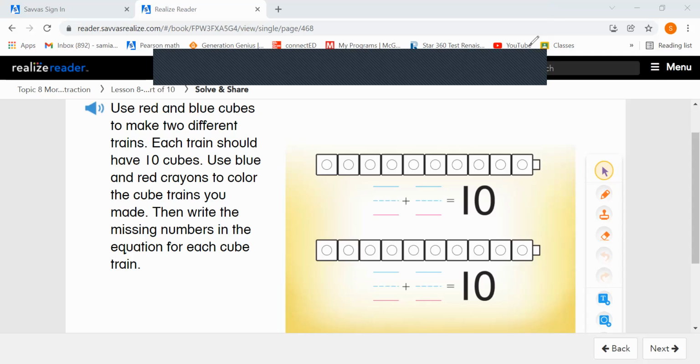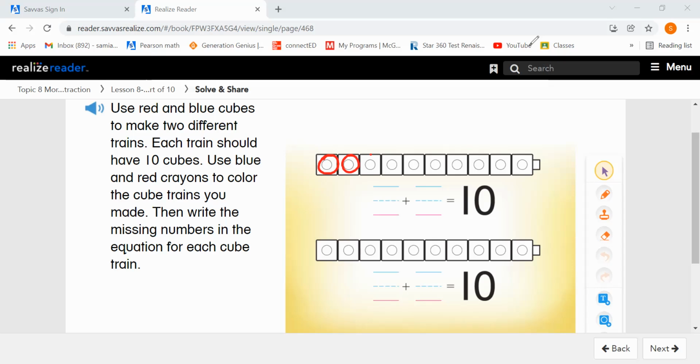So I'm going to use red first. I'm going to say 1, 2, 3, 4, 5, 6. I'm going to say 6 of my cubes are red. And now I'm going to get blue. And I'm going to make 1, 2, 3, 4 cubes blue. So my first cube train is made up of 6 red and 4 blue cubes. 6 plus 4 equals 10.